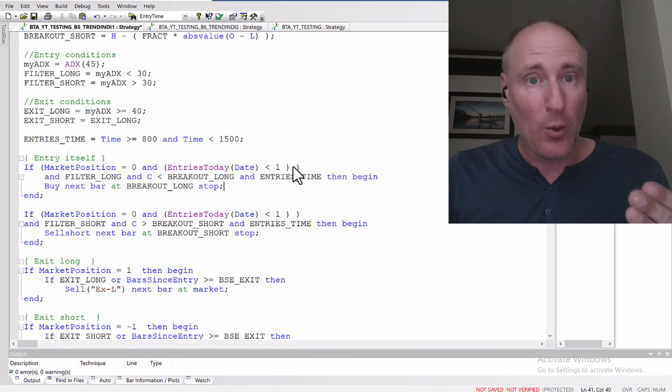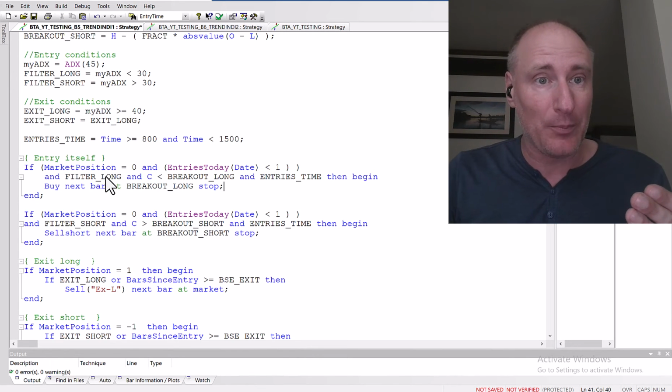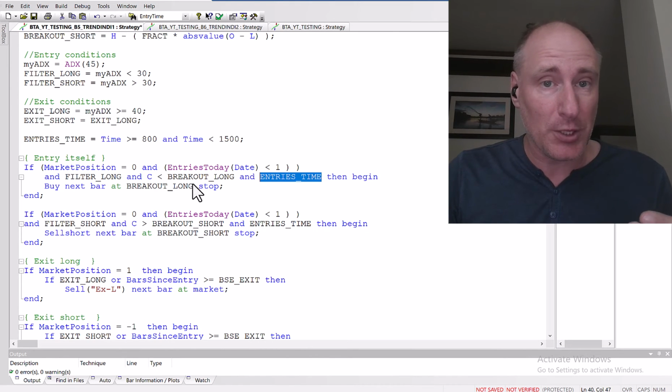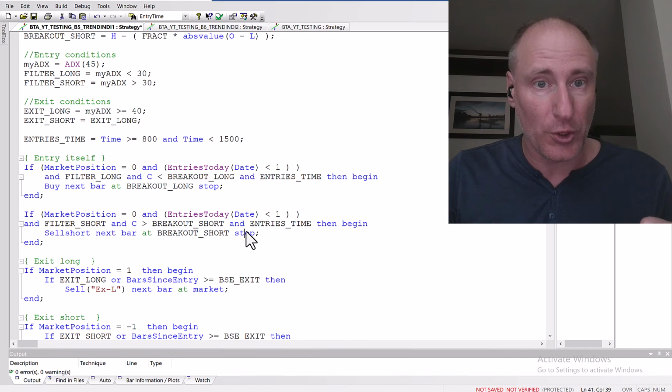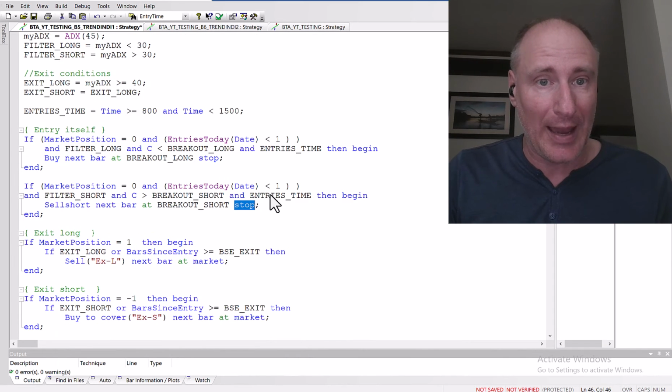This is the long and short condition itself. So basically one entry per day allowed, and the breakout long filter must be true, which is this one for long, this one for short, and the time condition must be true, and then we place a stop order for long or short. This is very easy to code in any other platform.